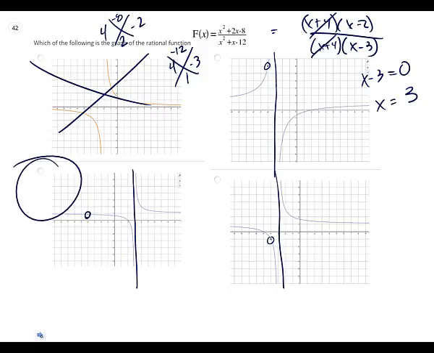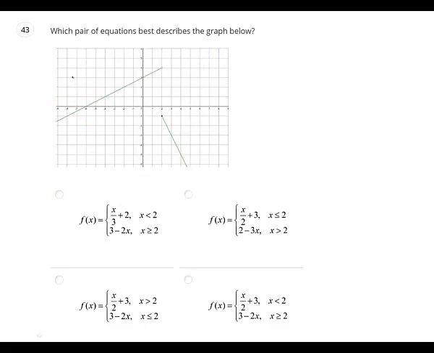All right, we go to 42. Looking at this one here, which pair of equations best describes the graph below? Okay, do you see how all the lines are almost all the same in those? This one looks different, but all the rest of them seem to have the same. Oh no, almost. Looks like some of the lines are changed. So let's figure out the lines, okay?